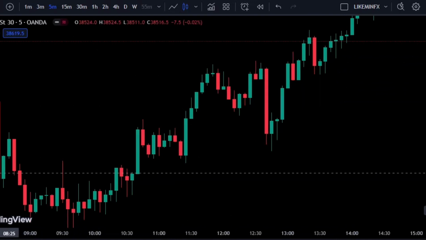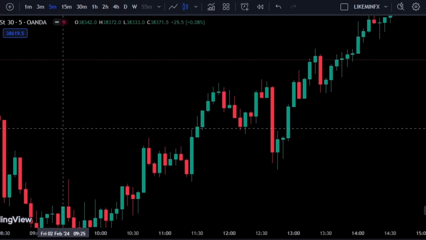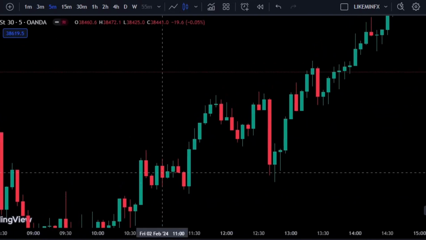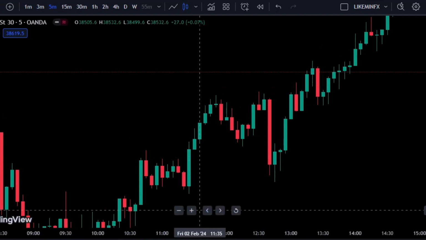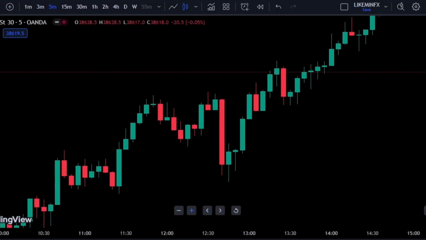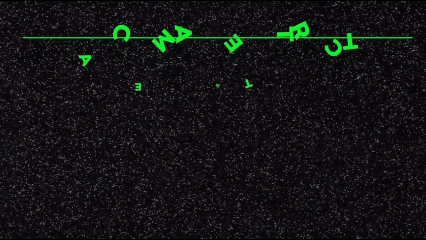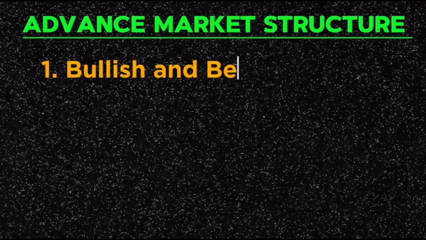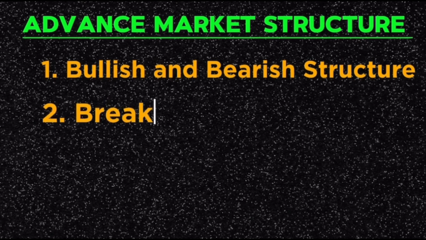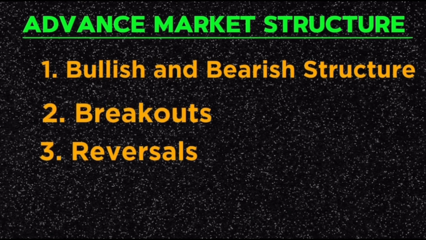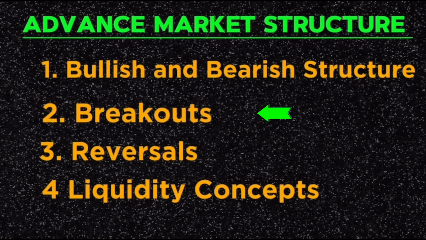If you look at the 5-minute chart, you'll see that the upward movement is created by making higher highs and higher lows. So long as the market continues to break the structure to the upside, we have an uptrend. Now that we have talked about breaks, let's look at what breaking really means and what conditions to consider before a break of structure.